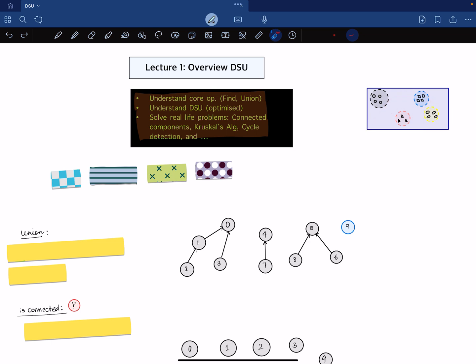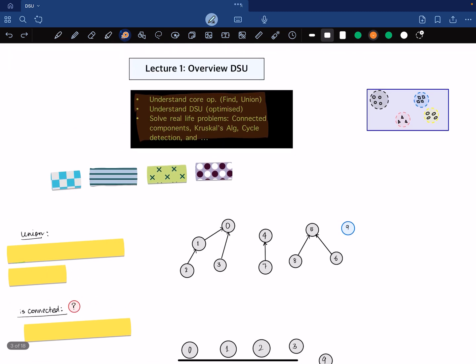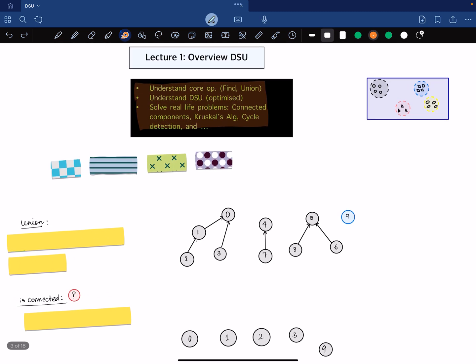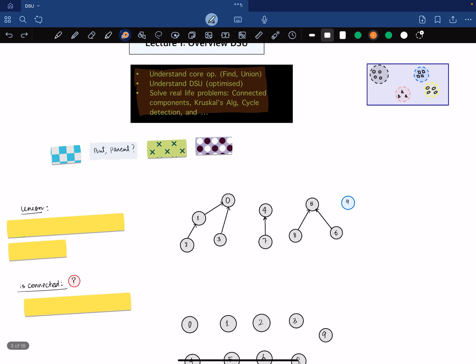Now, let us start our journey. In this video, I'll be giving you a very brief overview of DSU. Before I begin, I think it is again imperative of me to talk about a few terms and clarify those. The first is parent and the other is children. So what is a parent? A parent is a node that has descendant nodes attached to it. For example, in this case, 0 is a parent and it has 1 and 3 attached to it.